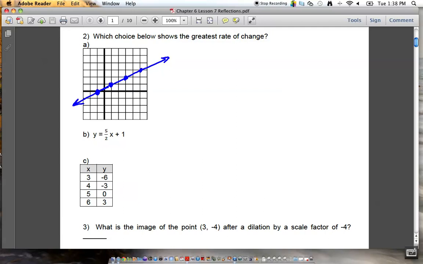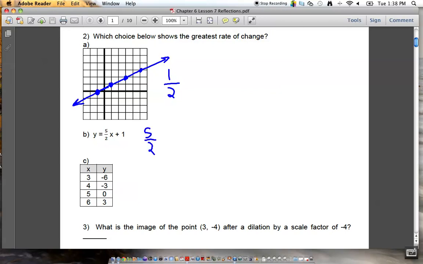Okay, so figure out the rate of change for A and then tell me which one has the greatest rate of change. Okay, Chris, what's the rate of change for A? What is it? I just want the rate of change, I don't want the whole function. 1 over 2. Good. What's the rate of change for B? 5 over 2.